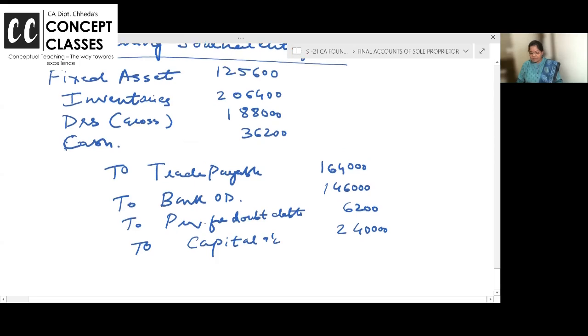Okay. Is the opening journal entry clear? All assets you bring, all liabilities you bring, debtors bring gross, and then the balancing figure you put in capital. Finish. 5 marks question is over. This is the way many times they ask you. Just write the opening journal entry and you should be able to write it. Okay? Let us take up the next question now.